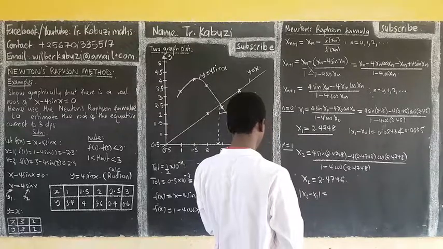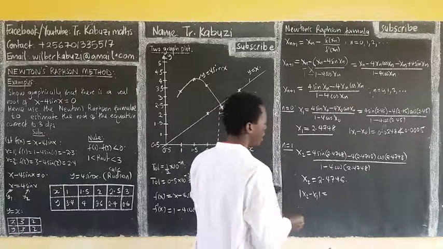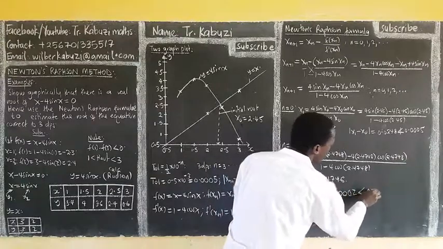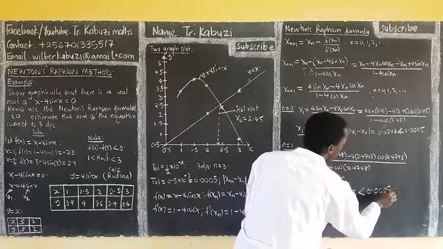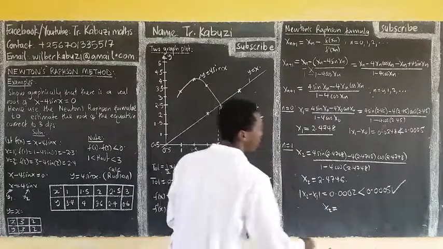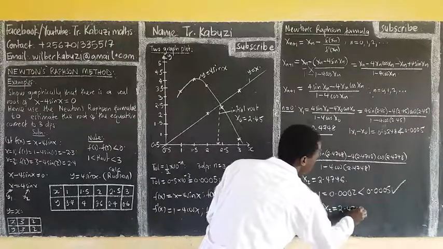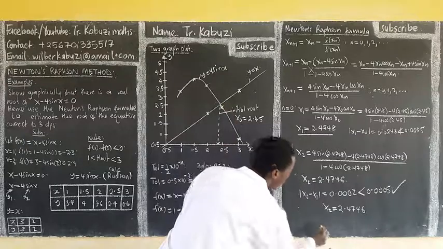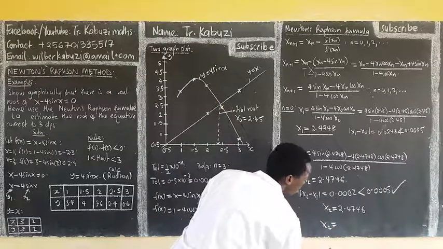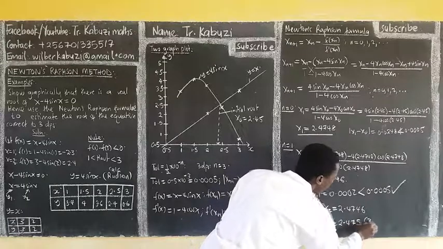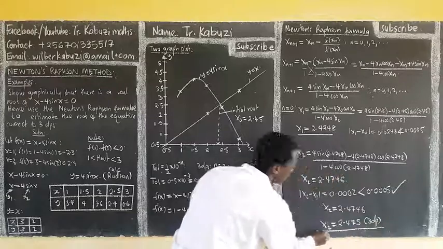Now, if I come and take my x2 minus x1, we shall get 2.4746 minus 2.4748. Here I'm getting 0.0002, which is less than 0.0005, which is good. So now my x2 value becomes 2.4746. The difference between it and this one is very small, but we say it should be to 3 decimal places, which is 2.475. That becomes our answer.